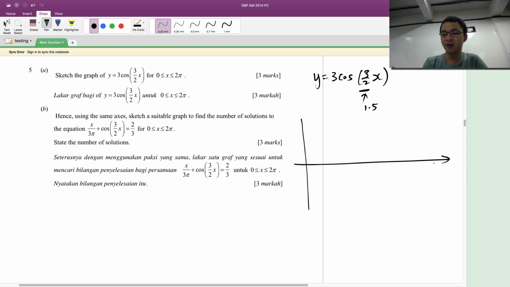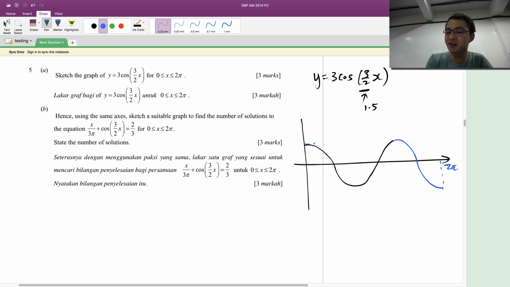If I draw it myself, cos actually looks like this, isn't it? This one we call 1 cycle. So I need to have 0.5 more, so I will continue another half, and then this one will end at 2 pi.